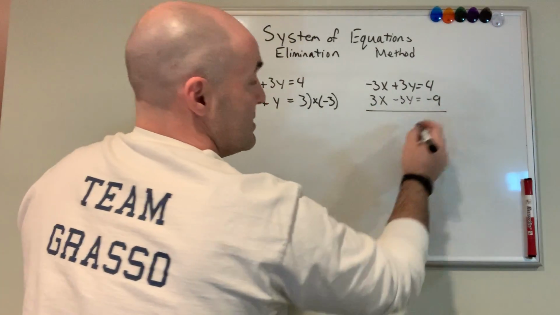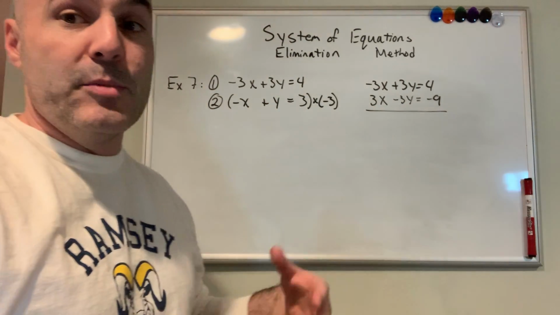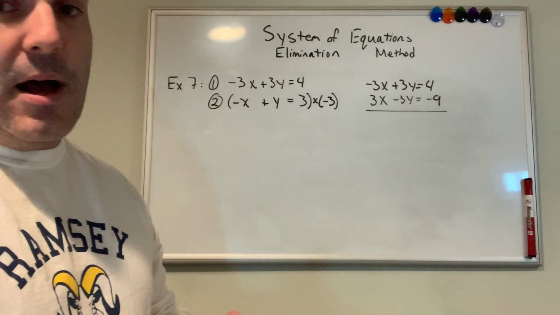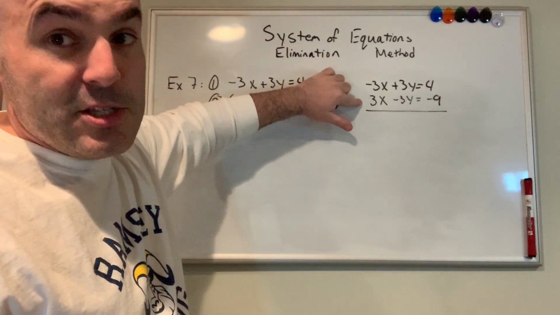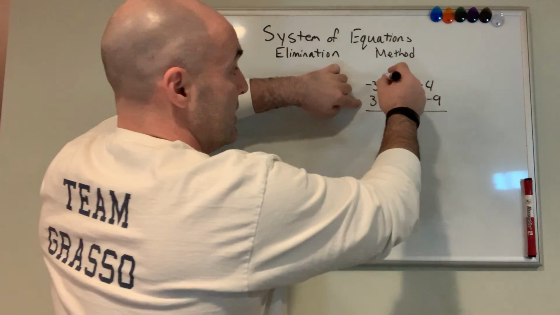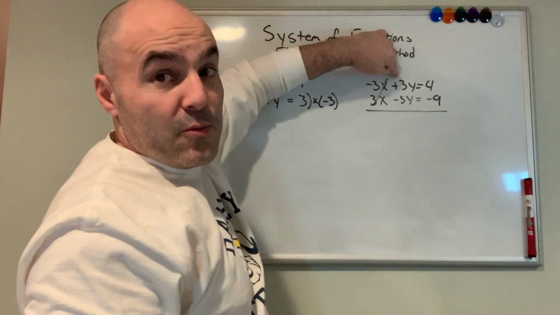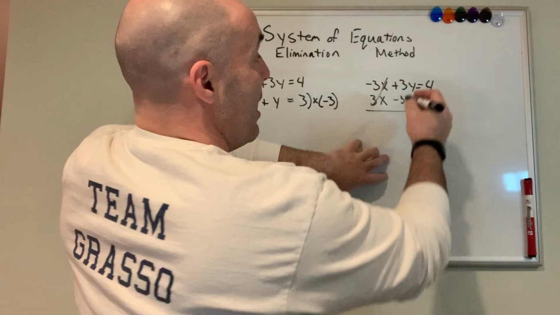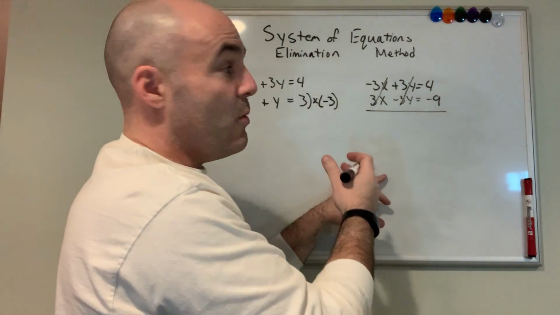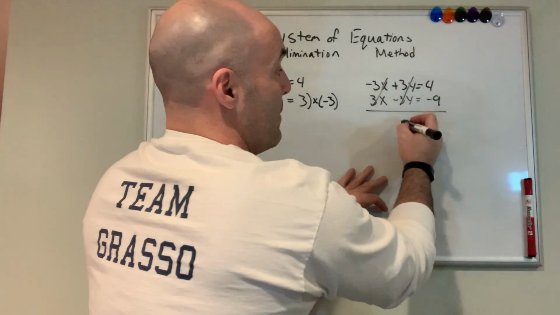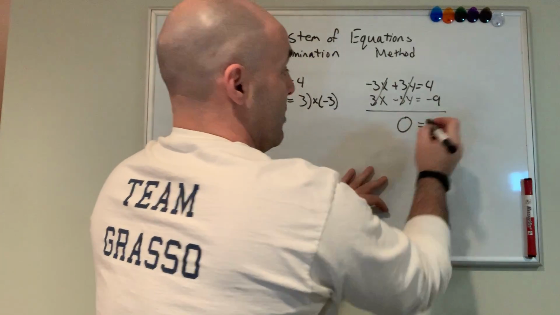Now, this is the special case. As I'm going to eliminate the variables, negative 3x plus 3x is 0. They eliminate. 3y and a negative 3y also eliminate. I eliminated the entire left-hand side of the equation, so anything plus its opposite is 0.